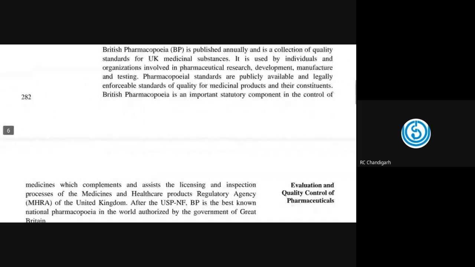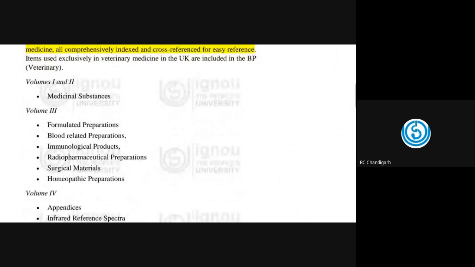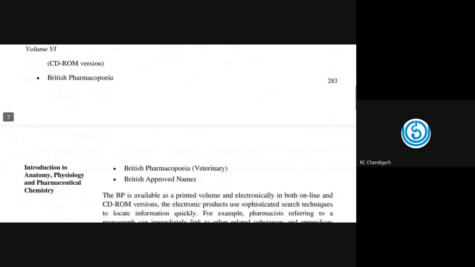Now, overview of the British Pharmacopoeia. The contents and volumes of the British Pharmacopoeia are as follows. The current edition of the British Pharmacopoeia comprises 6 volumes, which contain nearly 3,000 monographs for drug substances, excipients, and formulated preparations, together with supporting general notices, appendices, and reference spectra used in the practice of medicine, all comprehensively indexed and cross-referenced for easy reference. So it has 6 volumes. Different volumes contain different data.